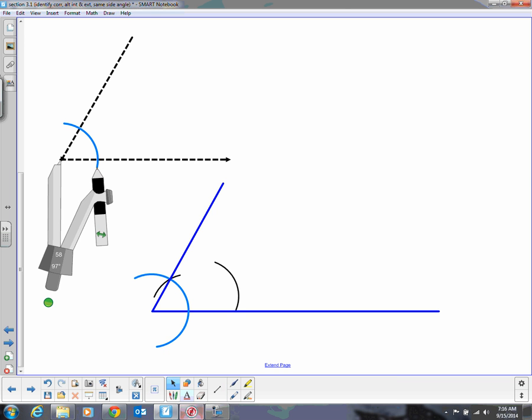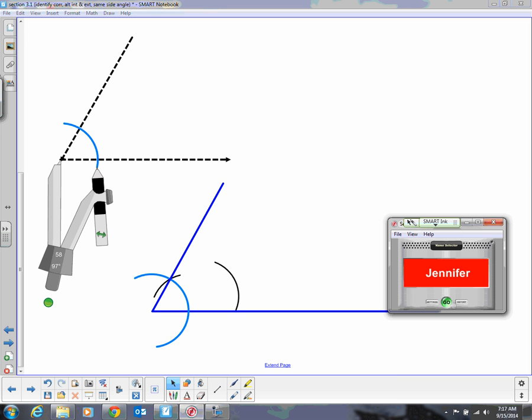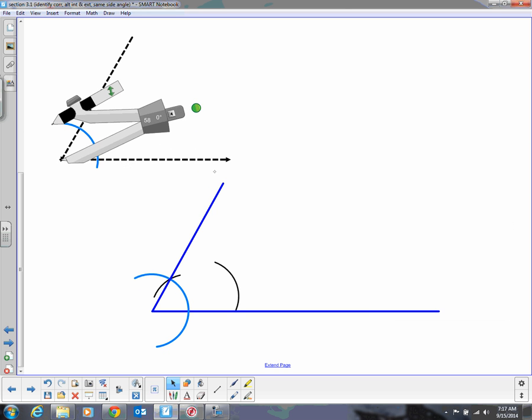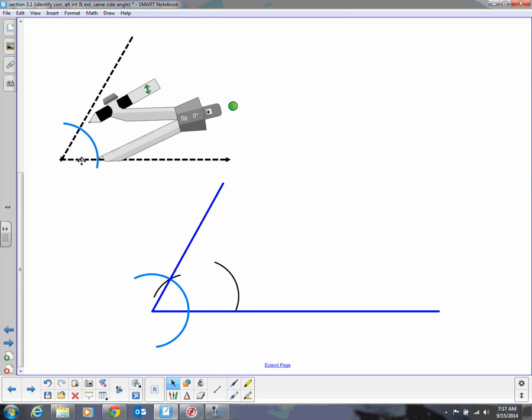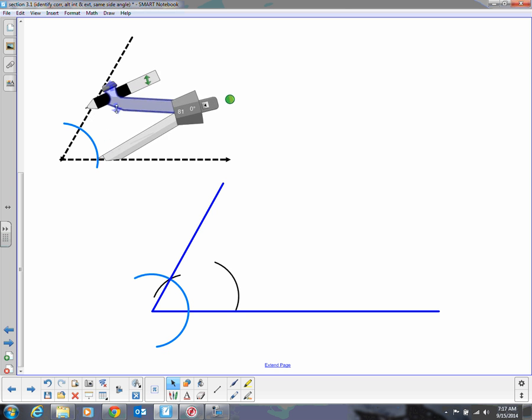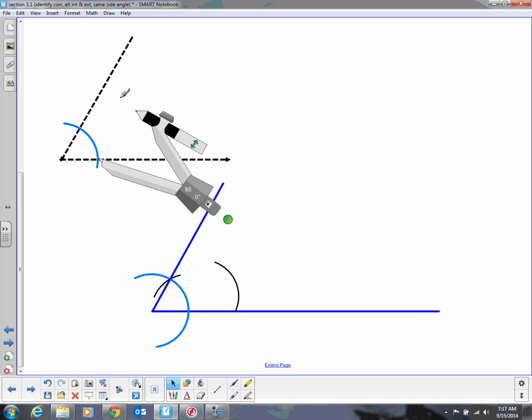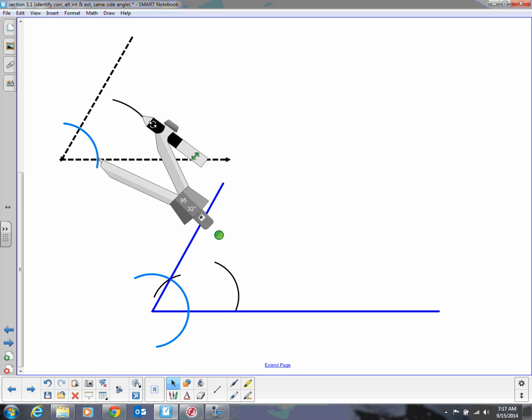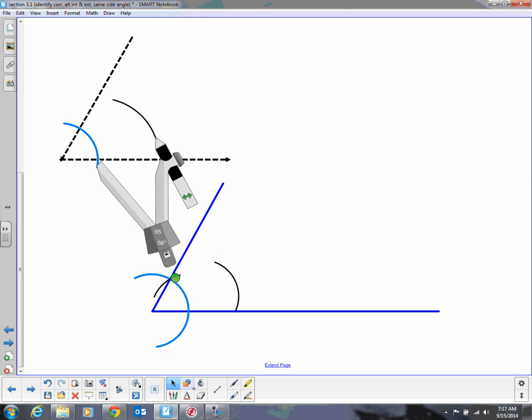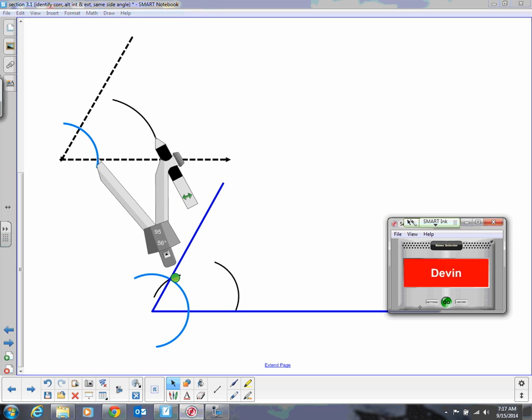After I get this accomplished, then what am I going to have to do? Devin? Okay, so we're going to go to one point of intersection and do what? Yeah, I'm going to open it just a bit to get it out. Let me see. All right, so I'm going to draw another arc. Okay, and once I get that arc drawn, what's next?